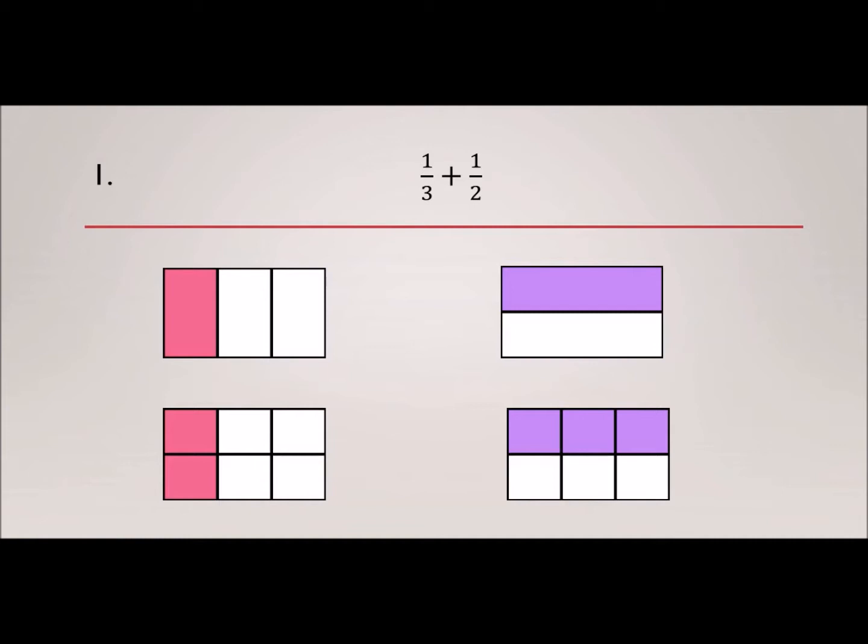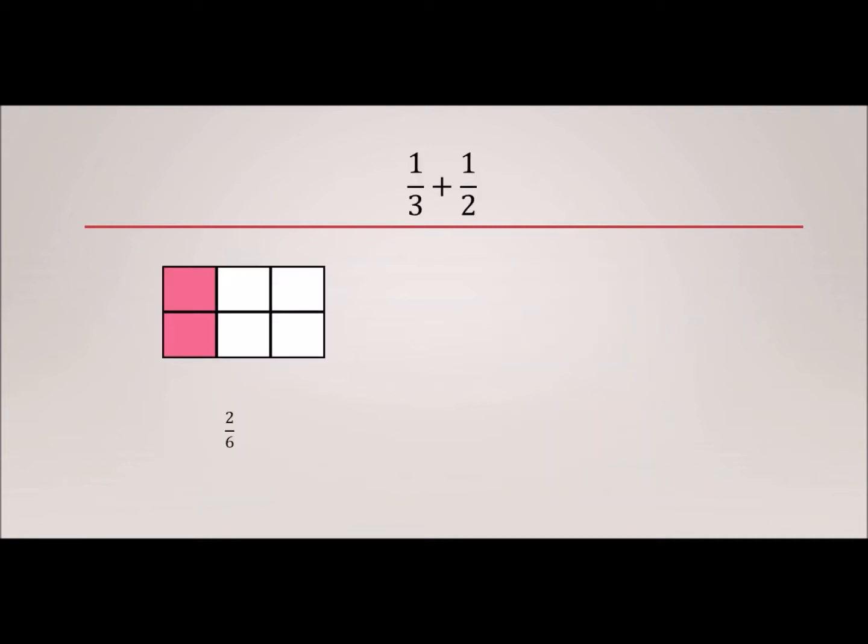So now let's go ahead and continue. So now if I had this, let me go back and lay it out. I have now 2/6, because I have 2 that are shaded out of the whole of 6 pieces right here. That's what this represents, 2 out of 6.